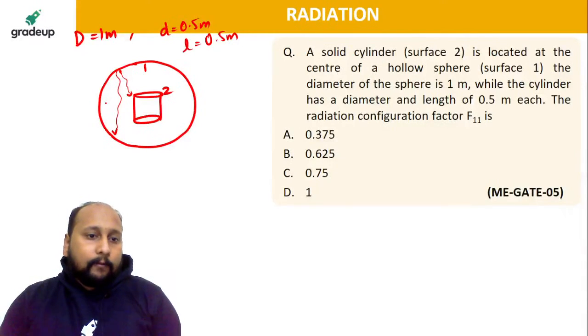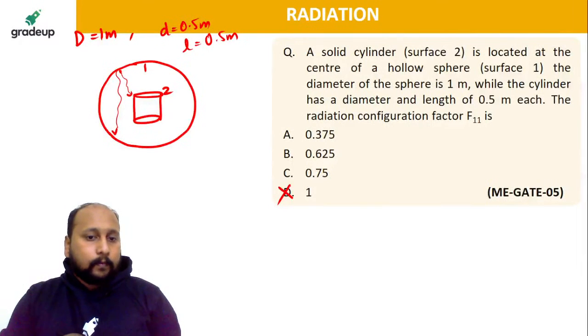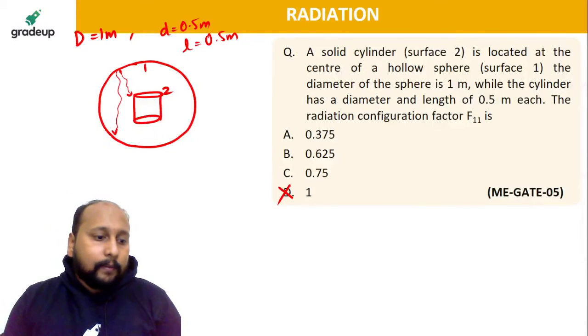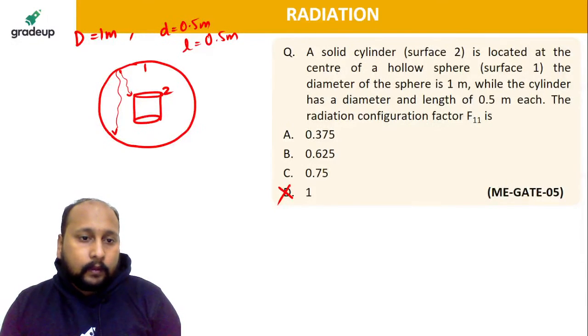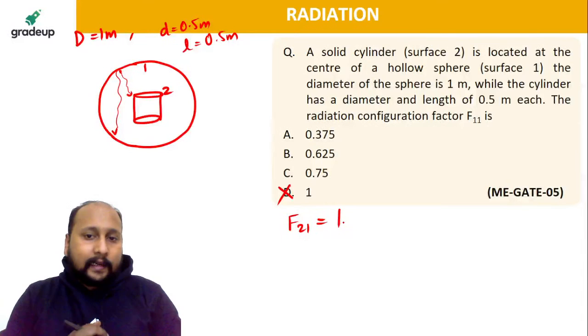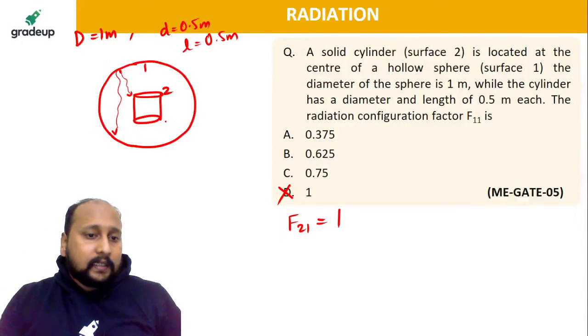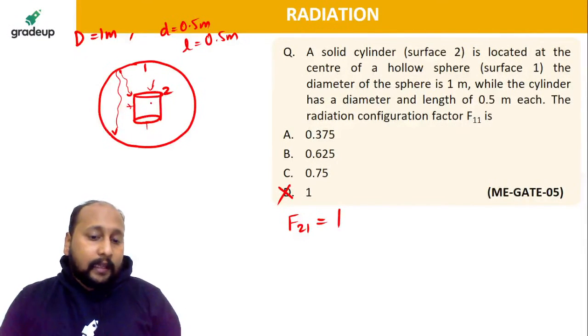What will be the value of F11? Is it equal to 1? Yes or no? No, it won't be equal to 1, because definitely some portion will be hitting surface 2 and some portion will be hitting its own surface. So you have to tell me the value of F11. We know that F21 is equal to 1, because surface 2 is a cylindrical surface and we are talking about the outer cylindrical surface. So from all three sides, 1, 2 and 3, the radiation will be happening and that will be equal to 1.